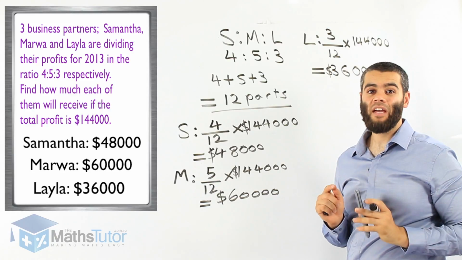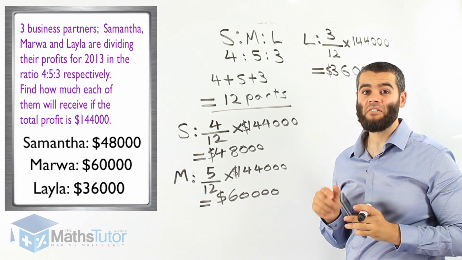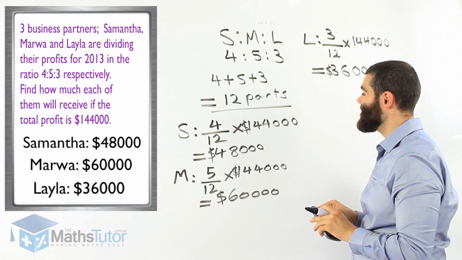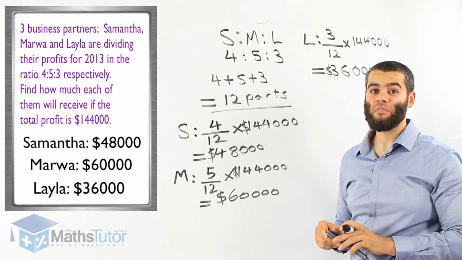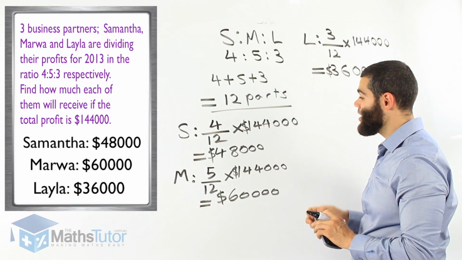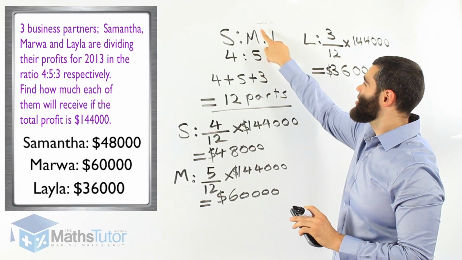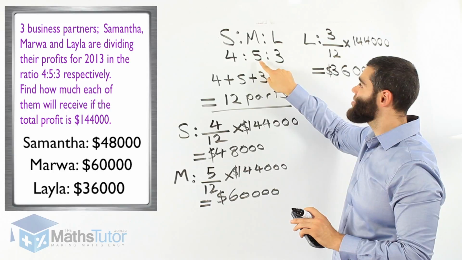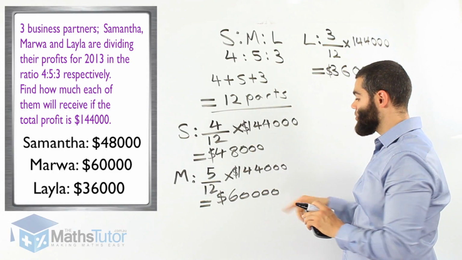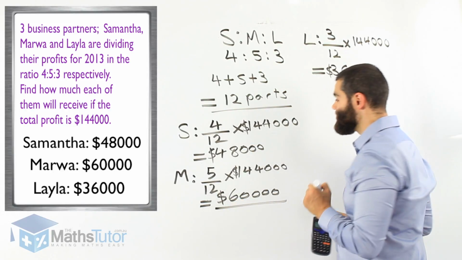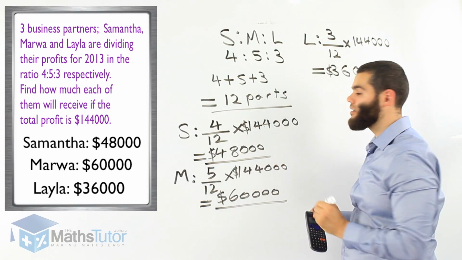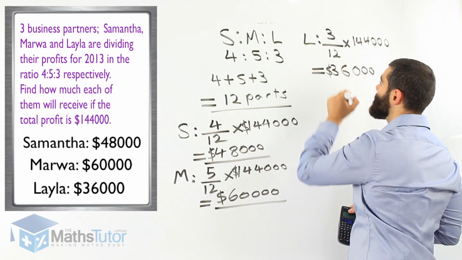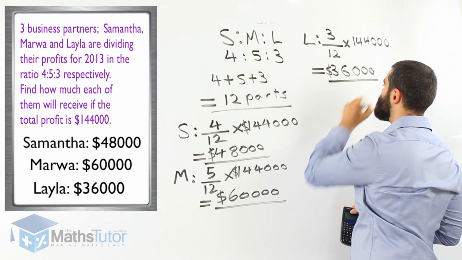Very important when we're working with the calculator, we always double check. Sometimes we think we know the answer, but sometimes we can actually make mistakes. So always double check your answers, especially when you're working with big numbers. You can't afford to make mistakes. Here we can tell that Marwa is going to get the largest share. She has the largest parts. She has 5. Guess what? She received 60,000. Samantha is next with 48,000. And lastly, Layla has 36,000.